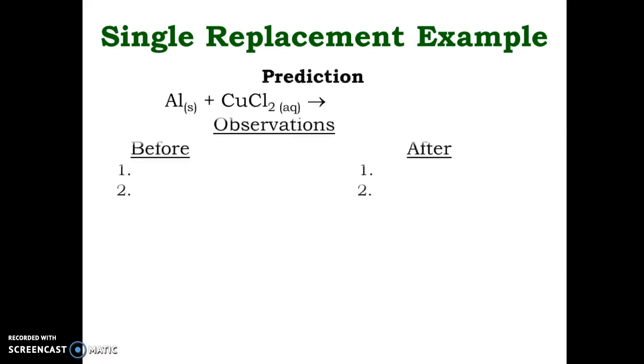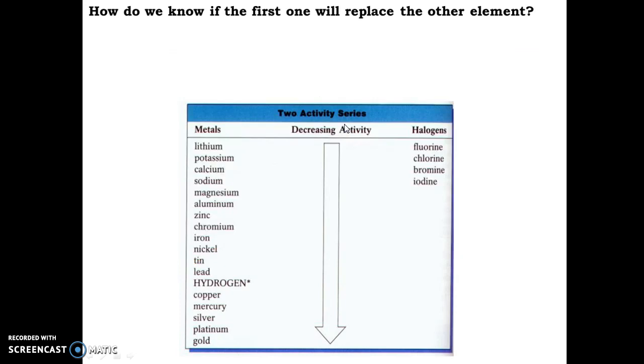Now, the single replacement reaction we're going to look at here is aluminum and copper chloride. Again, we'll look at this in class. But what I want you to think about is, would aluminum replace copper or chlorine? And you can even try to make a prediction if you'd like before we look at that next class. All right. If you could turn to page 3.